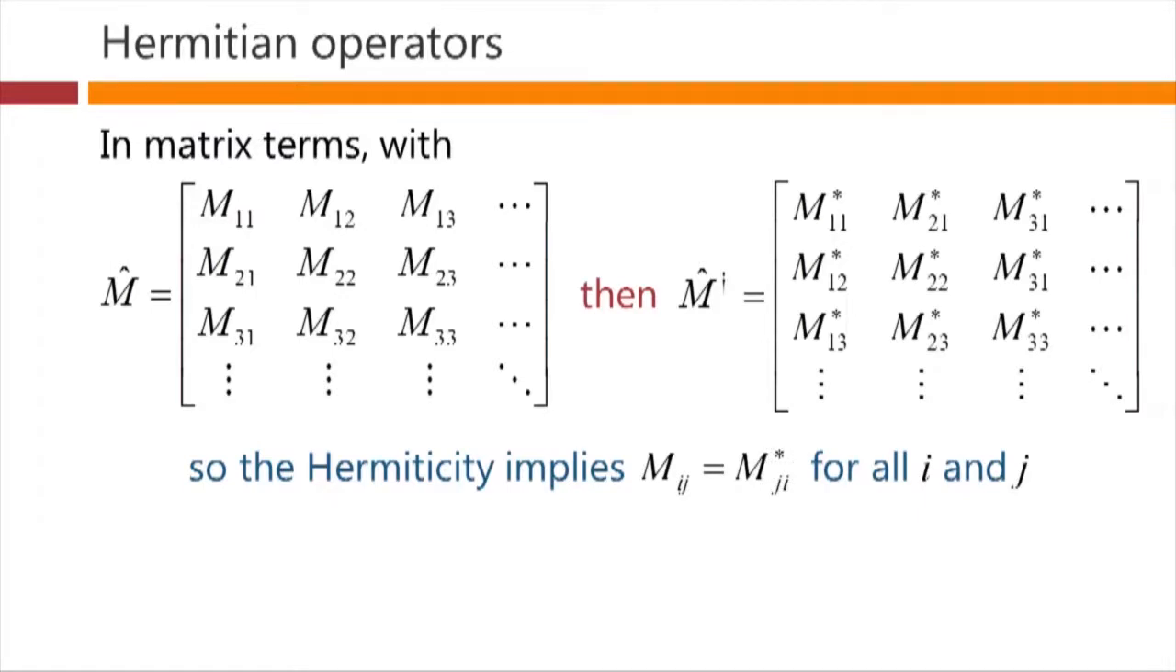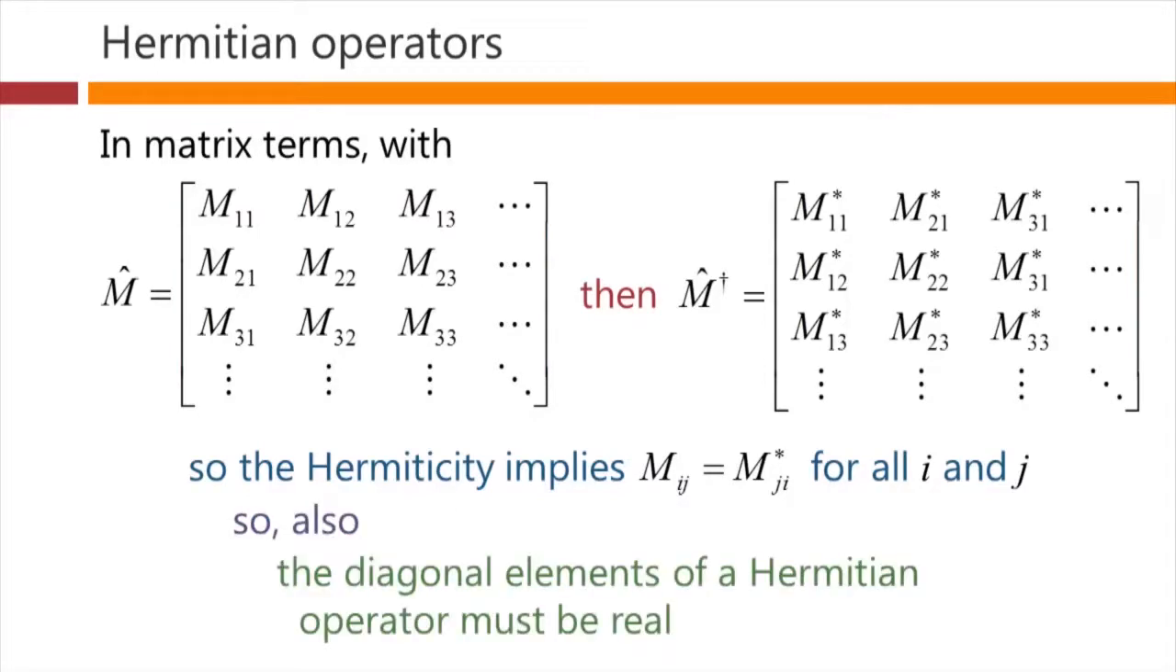For example, here, if this matrix is to be equal to its Hermitian adjoint, then that means that M31 has to be the same thing as M13 star. So this matrix element has to be the complex conjugate of that one. So also we can conclude that in a Hermitian matrix, the diagonal elements have to be real, because they have to be equal to their own complex conjugates.